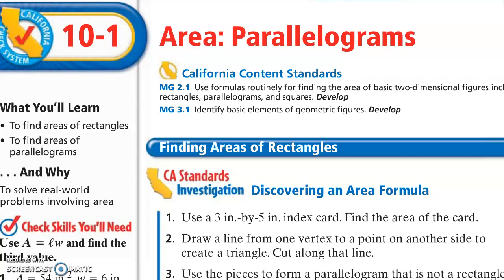Welcome to your lesson on area of parallelograms for Pre-Algebra Chapter 10, Section 1.